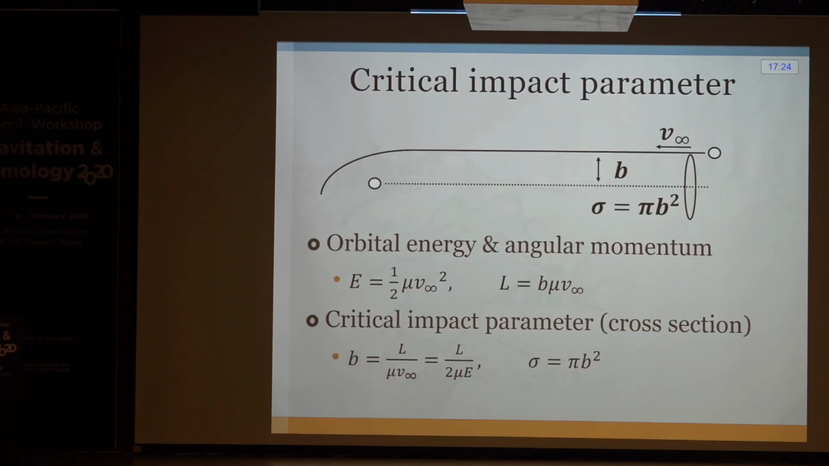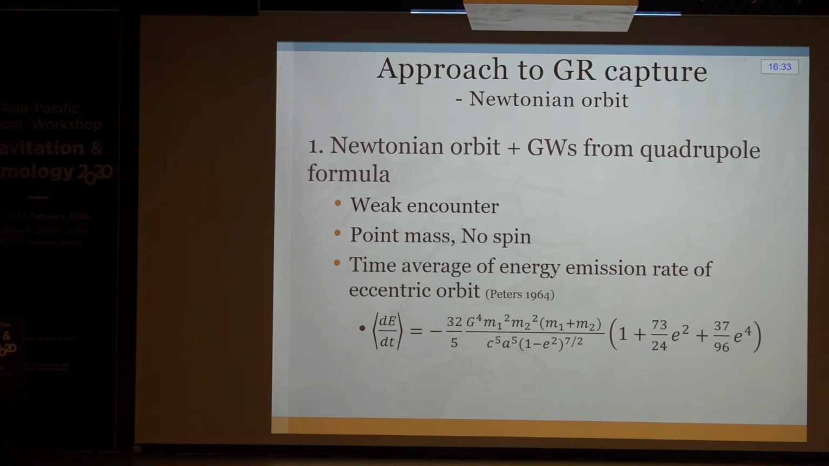And the critical impact parameter for gravitational radiation capture can be calculated through a very simple formula. Here E is orbital energy, and mu is the reduced mass, and V infinity is the velocity at infinity, and L is the angular momentum. And with these formulas, we can calculate the critical impact parameter with the energy and angular momentum. And here, energy is the orbital energy of the initial hyperbolic orbit, but we can substitute it with the radiated energy from the parabolic orbit if we adopt the parabolic approximation.